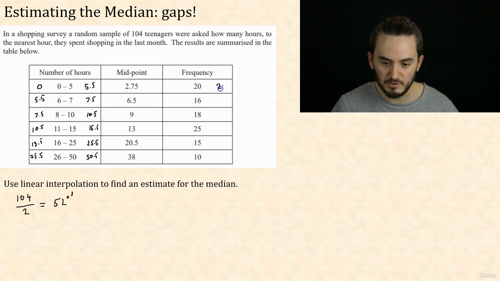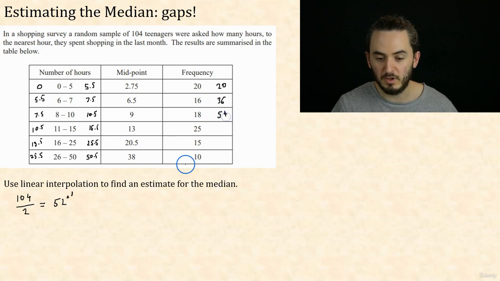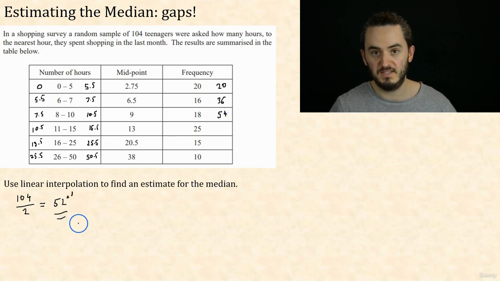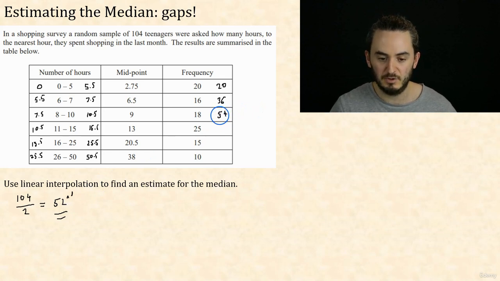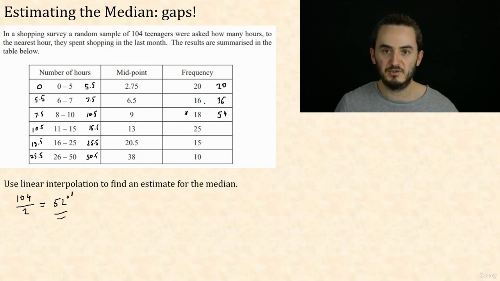So we've got 20 students so far up to this point. Chuck in these 16, that takes us up to 36. Add in the next 18, and that's going to take me up to 54. And at this point, I know I must have passed the 52nd student because I'm up to 54 students. And it happened in this group, so I know that this is my class in which the 52nd student appeared.